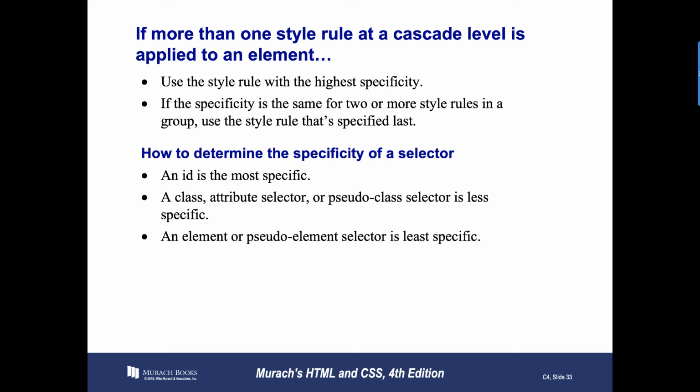So an ID is the most specific, right? Remember I told you that IDs can only apply to one specific thing. A class, attribute selector, or pseudo-class selector is less specific, and an element or pseudo-element selector is least specific, right? So if you just code a selector in your CSS for a paragraph, that's the least specific, as opposed to using a class or an ID.